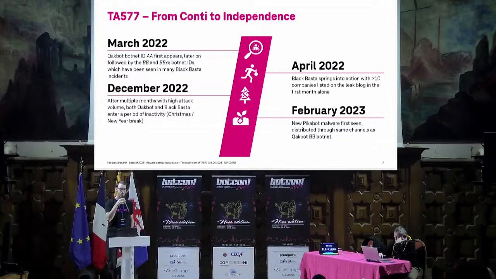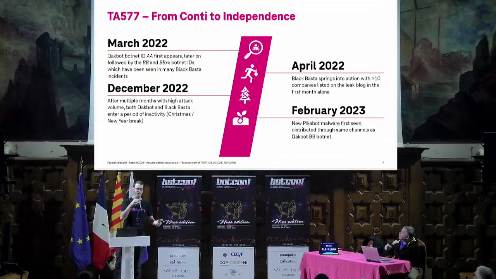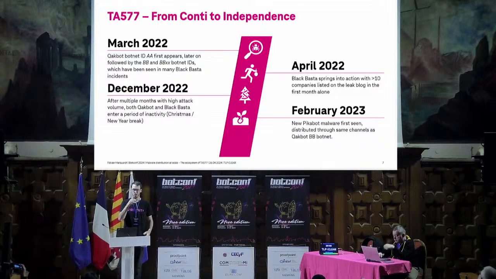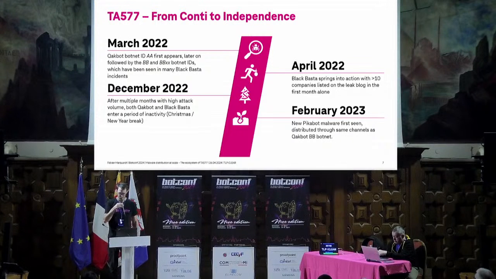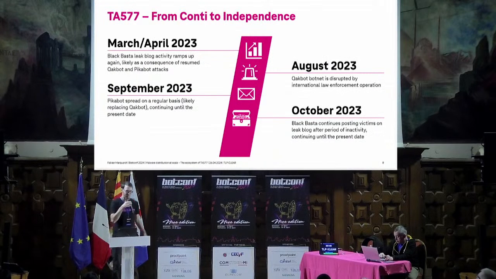In December, they decided to take a break, which is also quite typical for this actor: every now and then they take a break. And usually they do it to develop something else, something they come up with after the break, maybe some new infection chain, some new malware. And this time, apparently it was a new malware, because in February 2023, we first saw the PikaBot malware. And we have proof that it was distributed through the same channels as the Quackbot BB botnet, with a lot of overlaps in indicators where we have seen attacks going on. And then, keep in mind, February 2023, malware spamming resumed, and in March, April 2023, Blackbuster resumes posting victims to their blog, likely as a consequence of resumed Quackbot and PikaBot attacks.